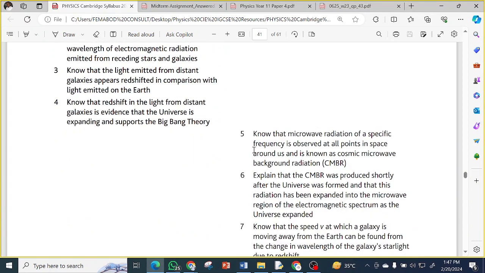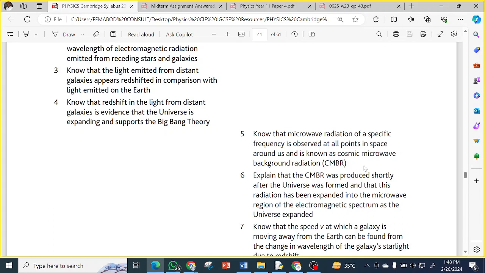So the second evidence is that microwave radiation of a specific frequency is observed at all points in space around us and is known as cosmic microwave background radiation. Remember, we talked about background radiation during nuclear physics. We talked about background radiation.